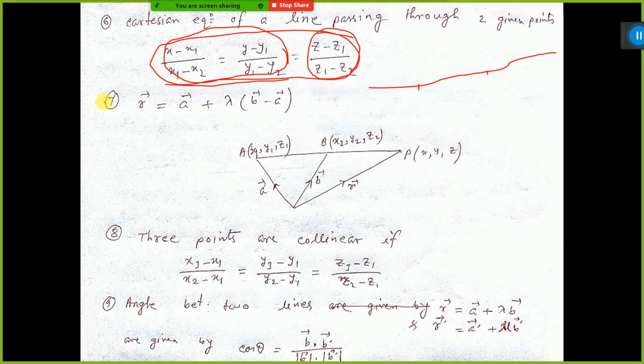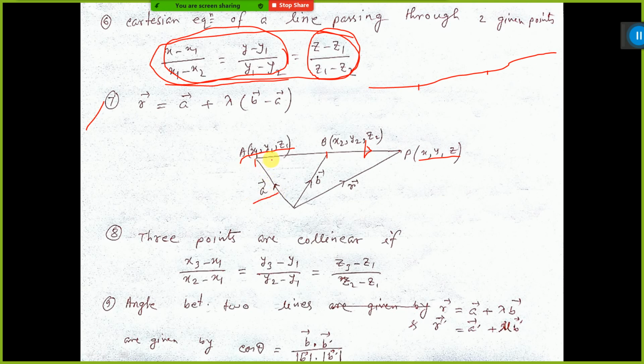Now, similarly, the vector equation, let's say 2 points are given. See here A and B, 2 points are given on a line. And point P is obviously a variable point on the line. So P(x, y, z) will be the variable point. And capital A is the point whose position vector is small a.